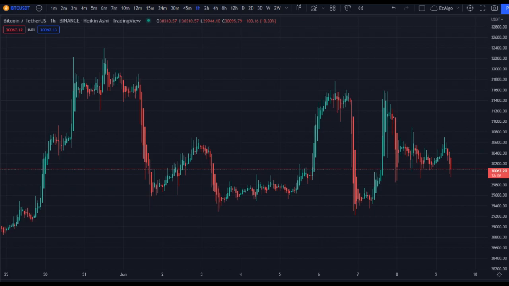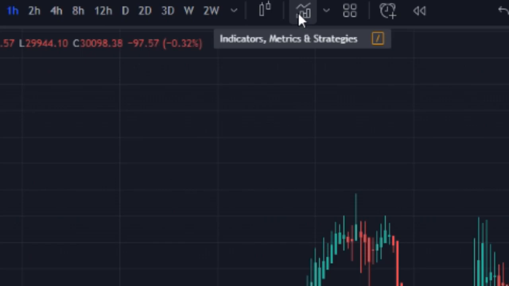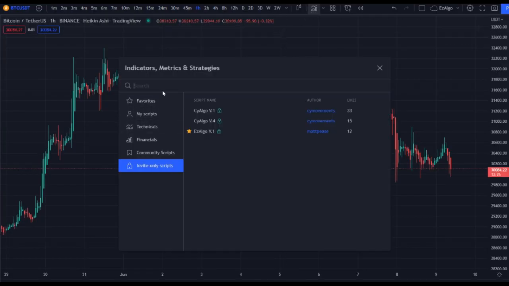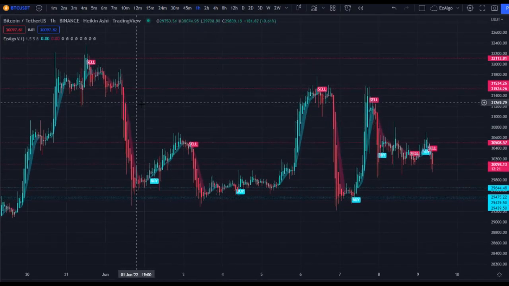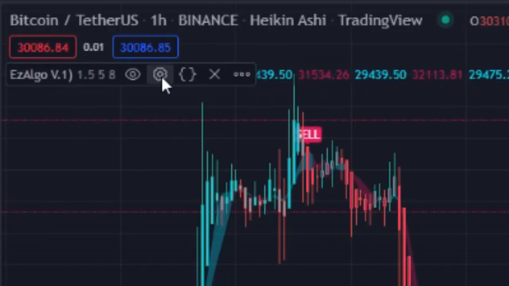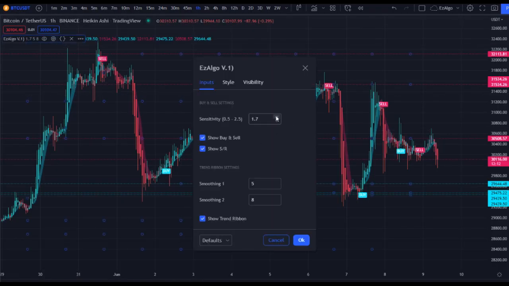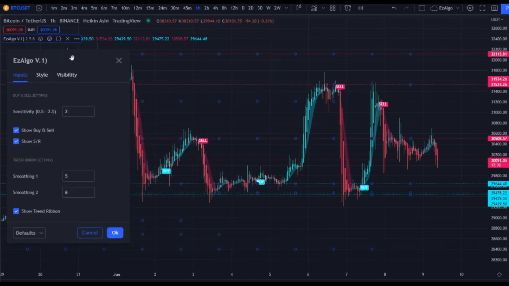It is a buy-sell, all-encompassing indicator with automatic support and resistance levels already identified for you. So we're going to come up here to indicators after you click the first link in the description and get yourself EzAlgo. We're going to come down here to invite only scripts and then EzAlgo V1, right? So this is EzAlgo. This is what it looks like when you load it in. And we're going to come up here and change the sensitivity to around 2 because a lower sensitivity means more buy-sell signals, and we don't want that many. We just want the overall trend. So these buy-sell signals are a little bit more accurate on a higher sensitivity.